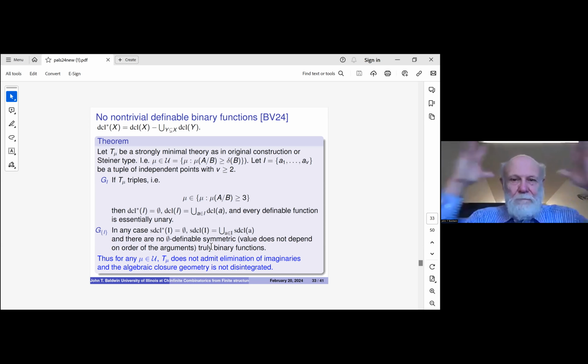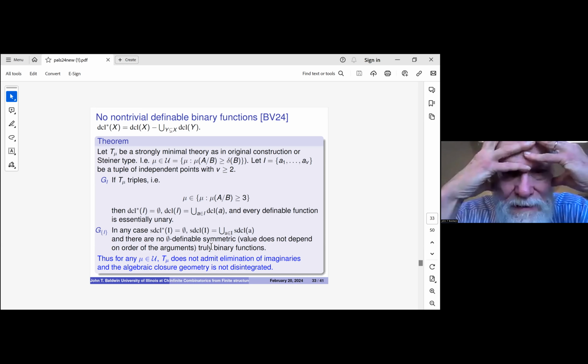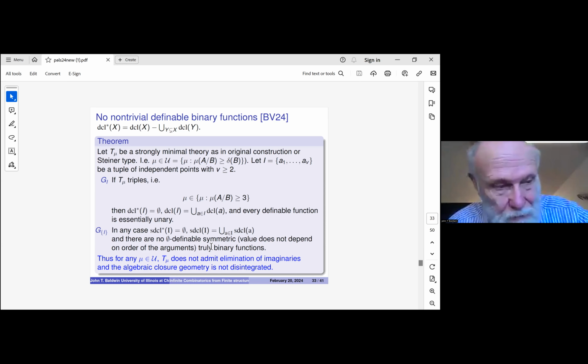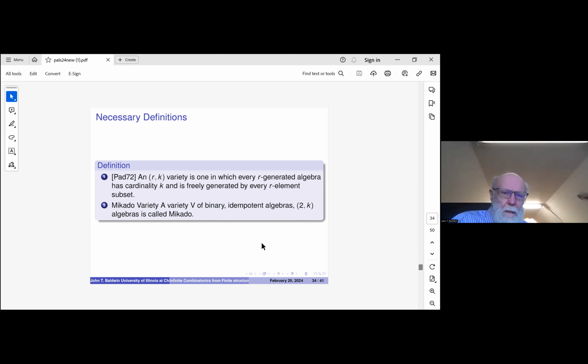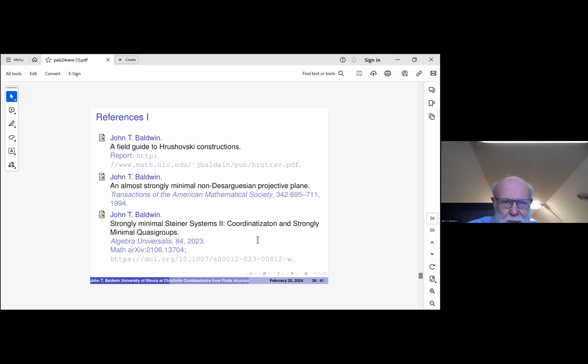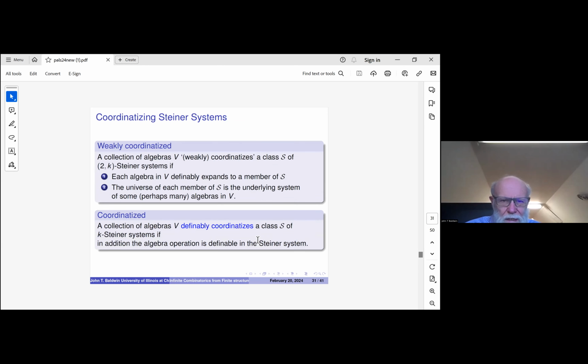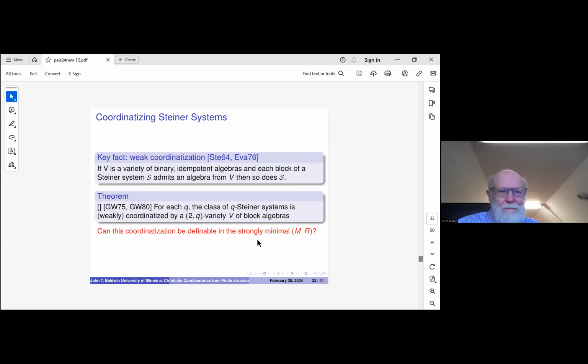So this is a very complicated argument. It's about 30 pages to prove this theorem just for the Reshkovsky case. Okay, so I think I've gone quickly through a family of examples.